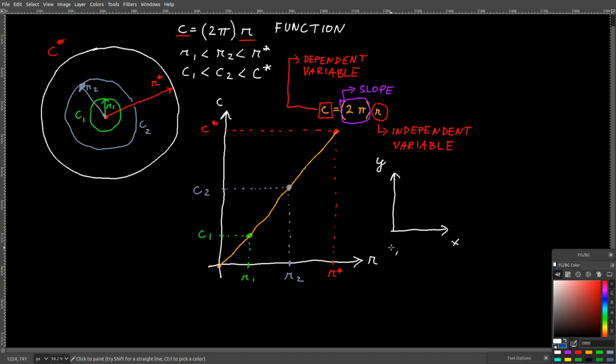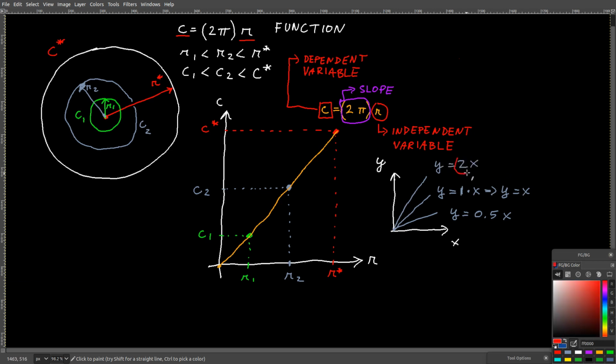So let's say that I have 3 random functions. X is the independent variable and y is the dependent variable. Then one function is this one, and let's say that y equals 0.5 times x. Then this is my second function, y equals 1 times x, or simply y equals x. And this is my third function, y equals 2 times x.